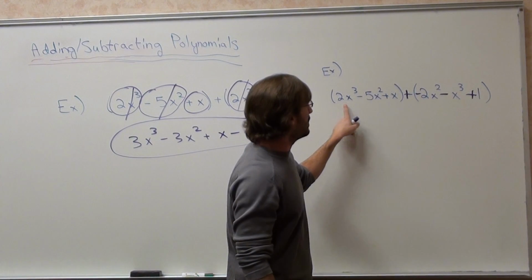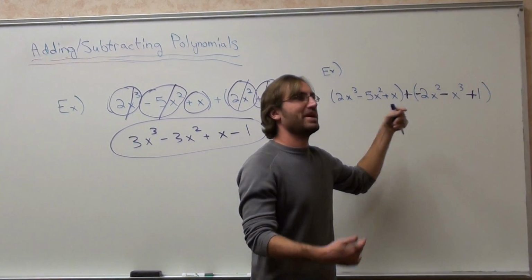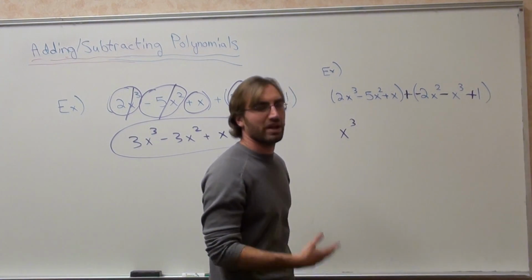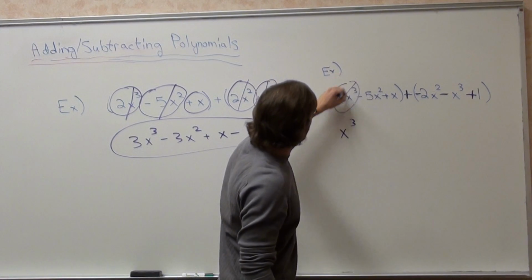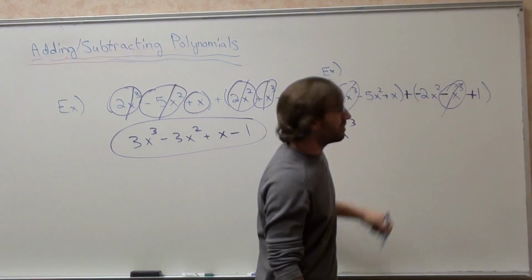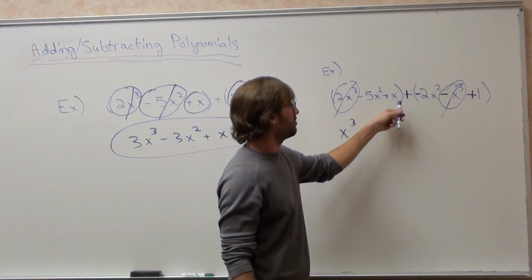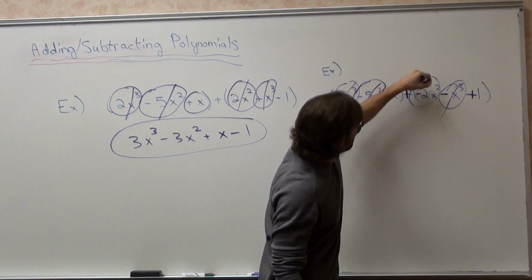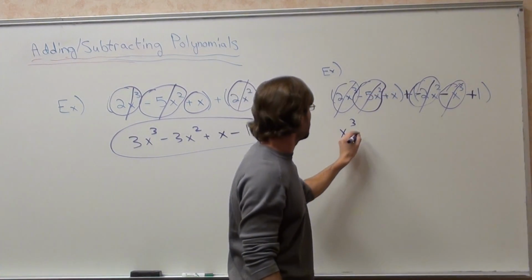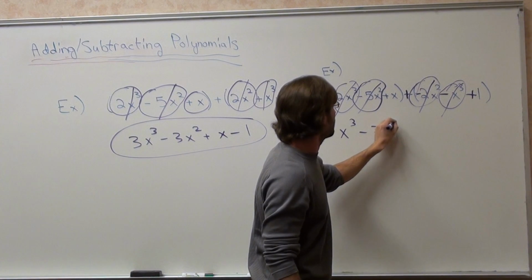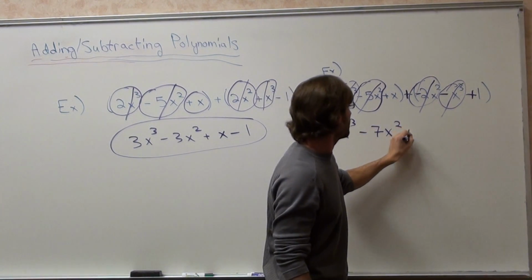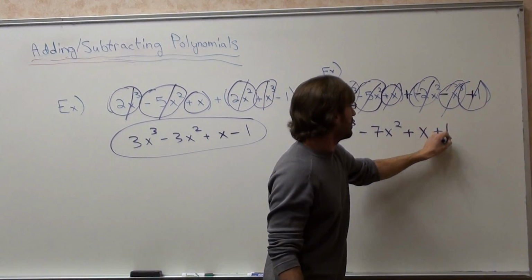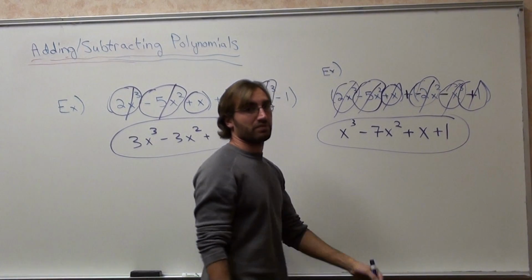So I got 2x cubed plus negative 1x cubed. So it's basically like 2 subtract 1. And that's x cubed. Or 1x cubed, but I would put x cubed. Done. Then I got negative 5x squared plus negative 2x squared, and that's negative 7x squared. And I got plus x plus 1. The answers are a little bit different.